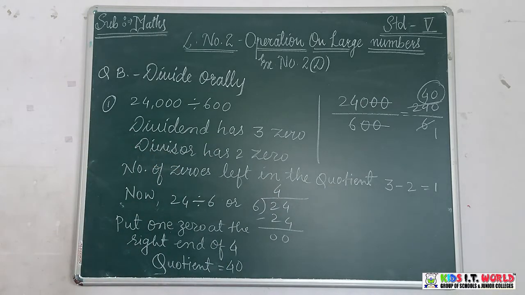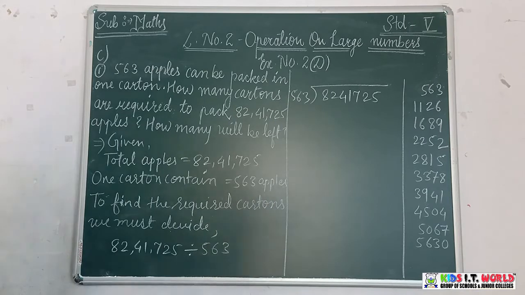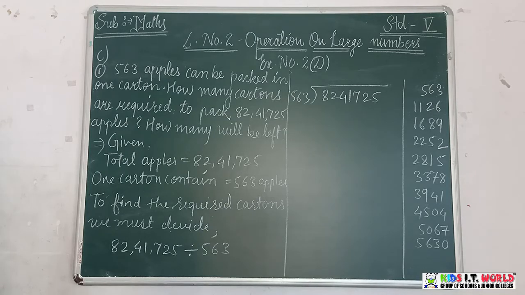We will come to the word problems. Question C. On the basis of division, we will see the word problems. Whenever you are solving word problems, read them carefully. Here is a word problem on division: 563 apples can be packed in one carton. How many cartons are required to pack 82,41,725 apples, and how many will be left?